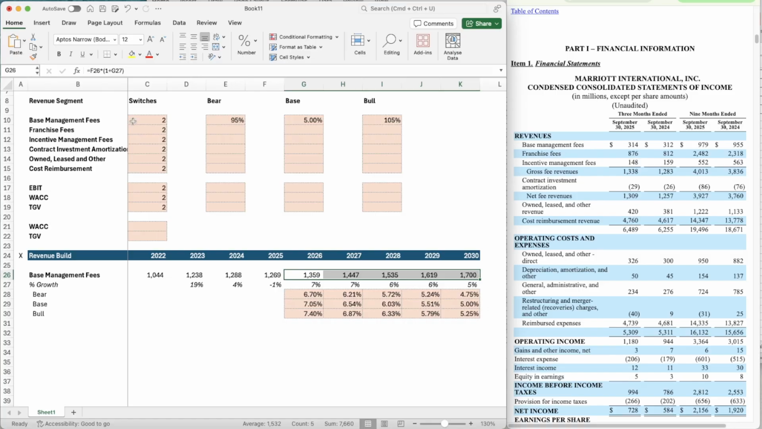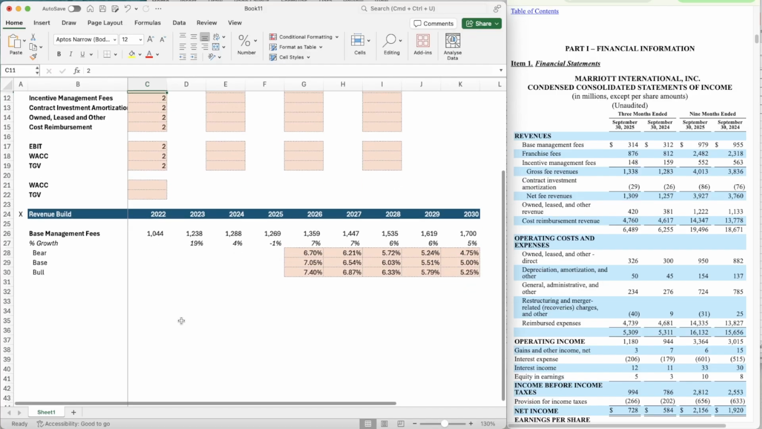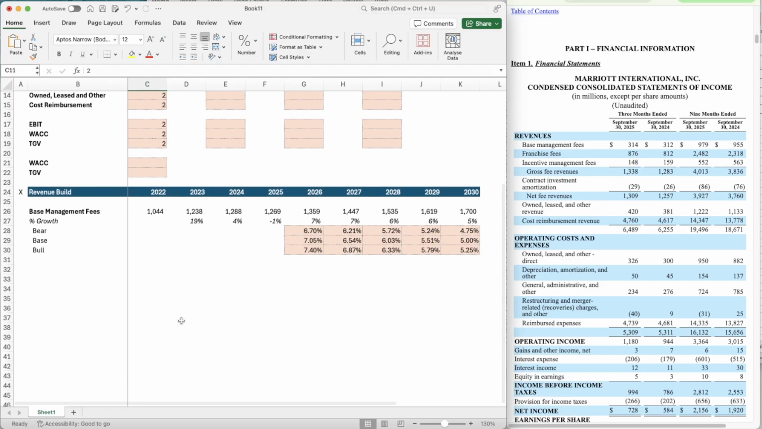And to show this at work, we're in the base case scenario now. So we're looking at these growth rates. Let's go to the bear. Remember these numbers now? You only need to look at this one because it's a round number, 1700. Watch it change. 1676, bear case scenario. Go to a bull, 1725. And we're going to do this for all of the revenue segments. And this will allow us to simulate different scenarios going forward. So yeah, that's the first one.